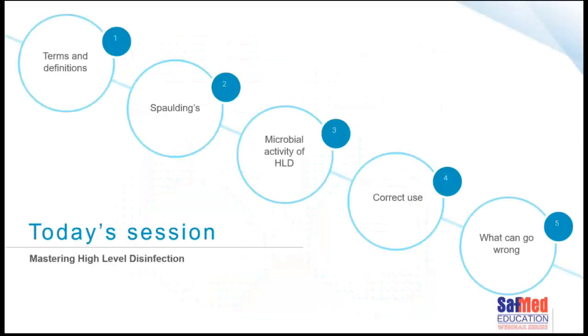So what will we cover today? High-level disinfection is a very important concept and a very important topic to all of us, I believe. We'll start off by covering some of the terms and the definitions that are relevant when it comes to high-level disinfection. We'll remind ourselves a little more on Spaulding's classification, a topic we know quite well, but of course important that we understand it clearly. We'll review the microbial activity of high-level disinfectants. We'll cover the correct use of high-level disinfectants, and importantly, we'll understand what can go wrong. We will look at a few published papers of incidences where things have gone wrong with high-level disinfectants, and that will be something very important for us to cover as well today.